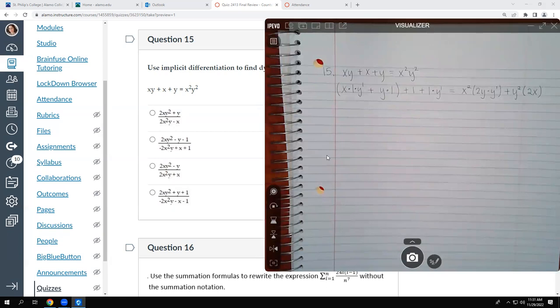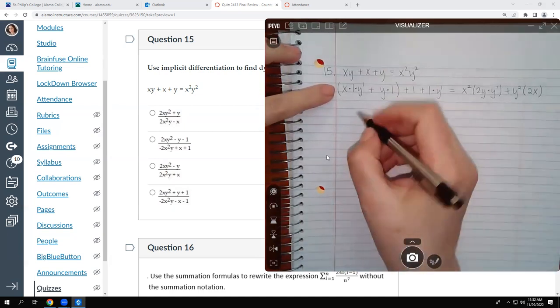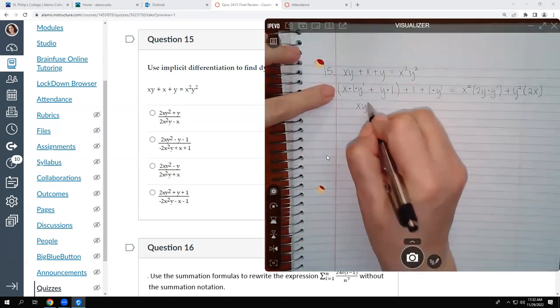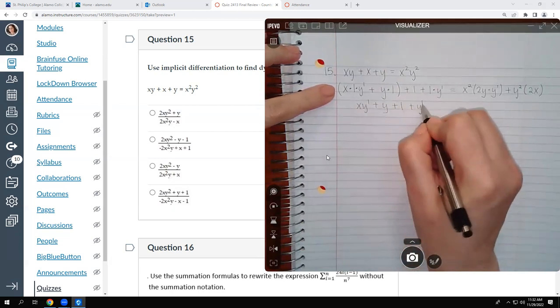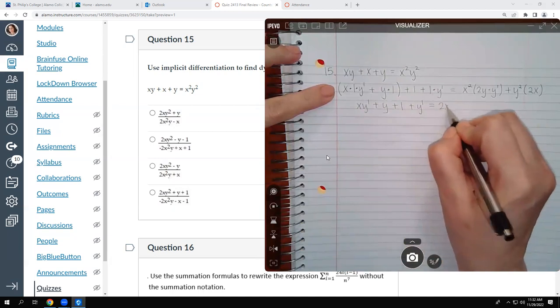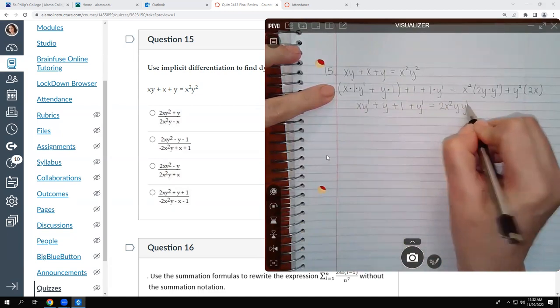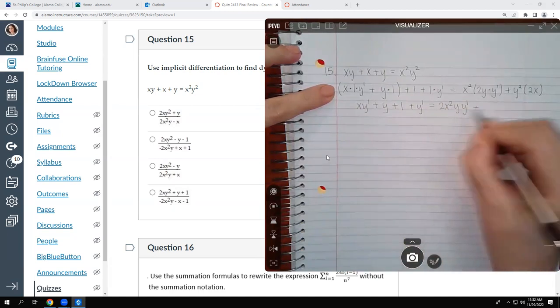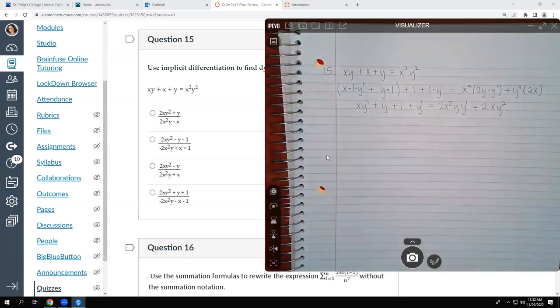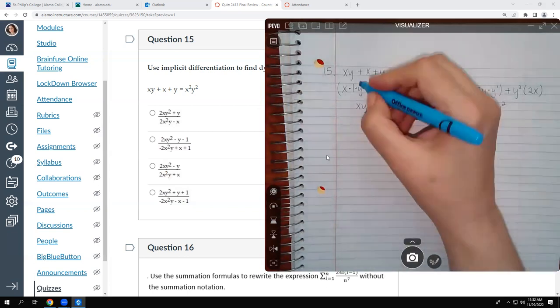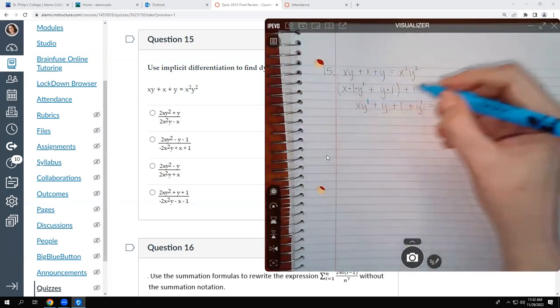This is really messy, so I'm going to clean it up first and then we'll dissect it and see what we have. So this is x, y prime. This is y. This is 1. This is y prime. This is 2x squared y, y prime. Not the same thing. 2xy squared. And I'm going to put the little blue on there because I don't want you to think that it's an exponent.